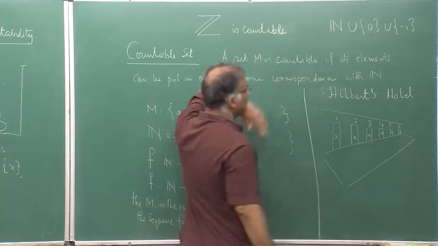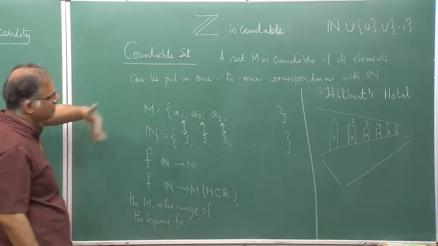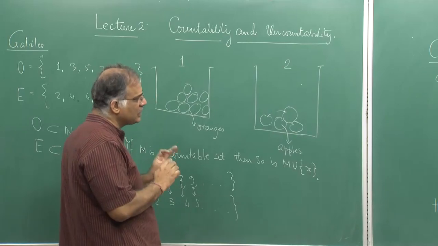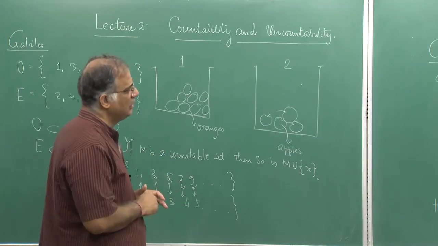So the set of natural numbers is countable, and the set of integers is countable. Now comes the set of rational numbers. We have spoken about rational numbers and irrational numbers. We will discuss irrational numbers in detail in the next class.